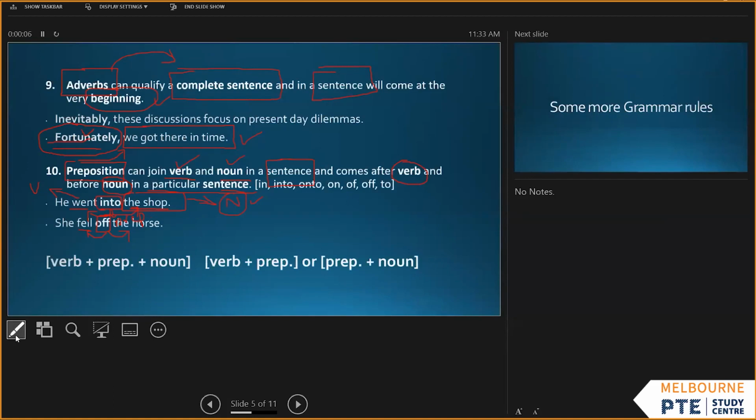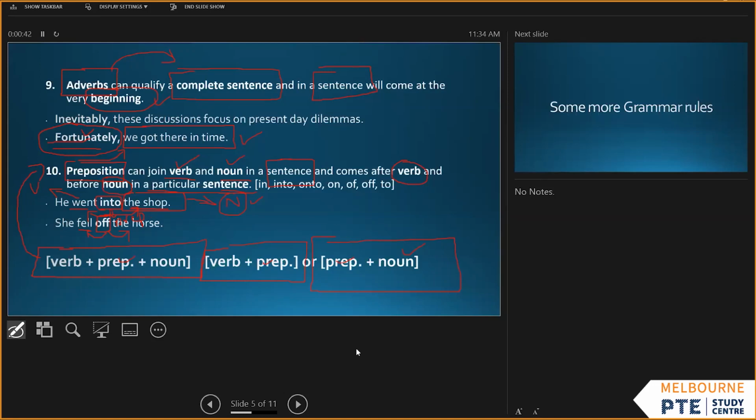All right, so this is the rule: verb plus preposition plus noun. But this whole thing you will have in very simple, easy sentences. In most of the cases, you will come across one portion of it. As in, you might get verb plus preposition, or you might get preposition plus noun. You will come across one portion of it. So keep it in your mind because both of them are quite important.